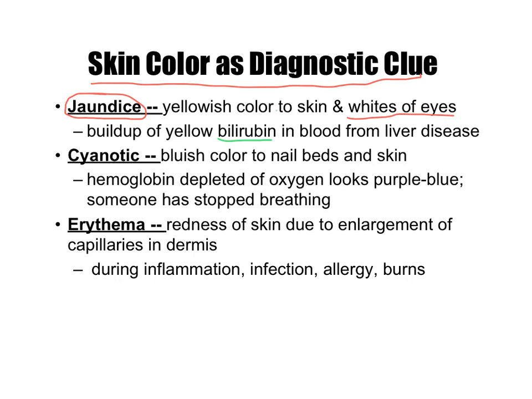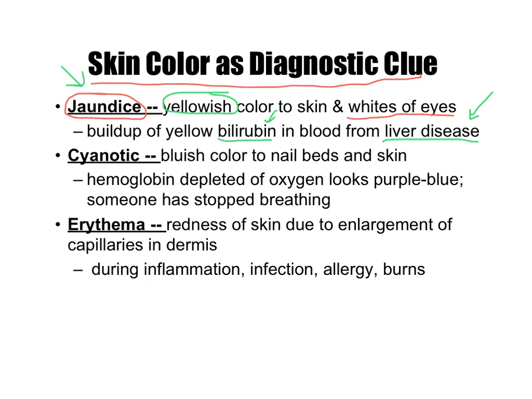So bilirubin is natural in your blood, but it's your liver's job to convert that bilirubin into bile, and then it's excreted from your body. But if there's something wrong with your liver, if you have liver disease, that bilirubin can build up and give your skin and your eyes a yellowish hue, and that's what's called jaundice.